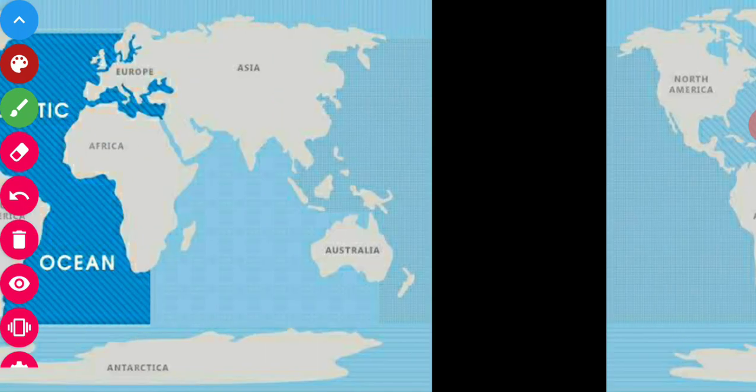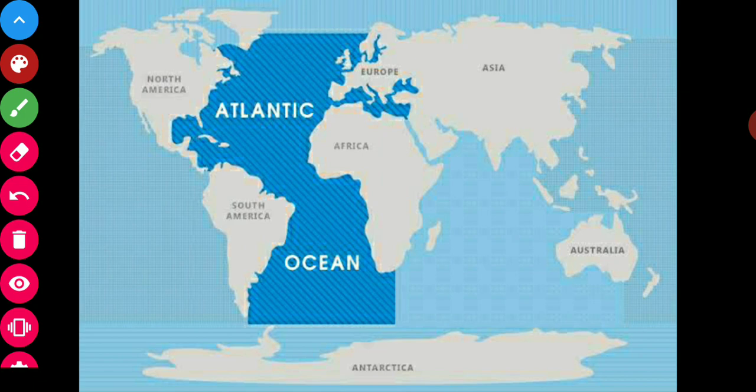And the last ocean is the Atlantic Ocean. The Atlantic Ocean is the second largest ocean in the world. It is about half the size of the Pacific Ocean. The shape of the Atlantic Ocean resembles the letter S.